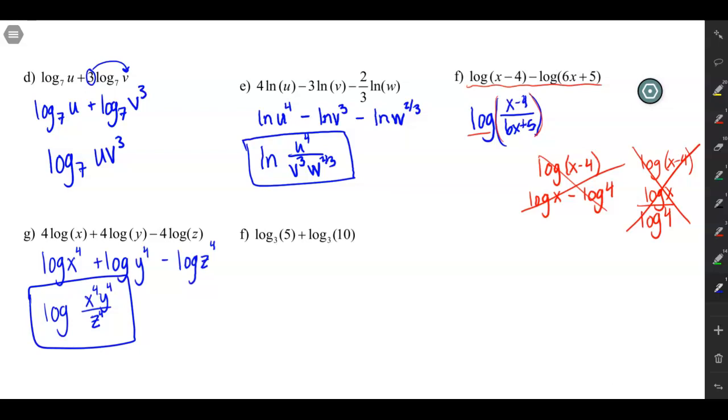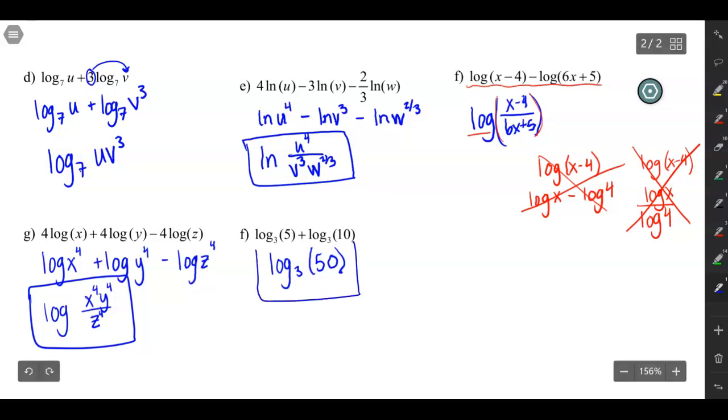All right, let's look at my last one. So I have the log base 3 of 5 plus the log base 3 of 10. So since I'm adding two logs together, I can go ahead and multiply the 5 times the 10 to get log base 3 of 50. And then I'm done. Okay, log base 3 of 50 is condensed into one log.